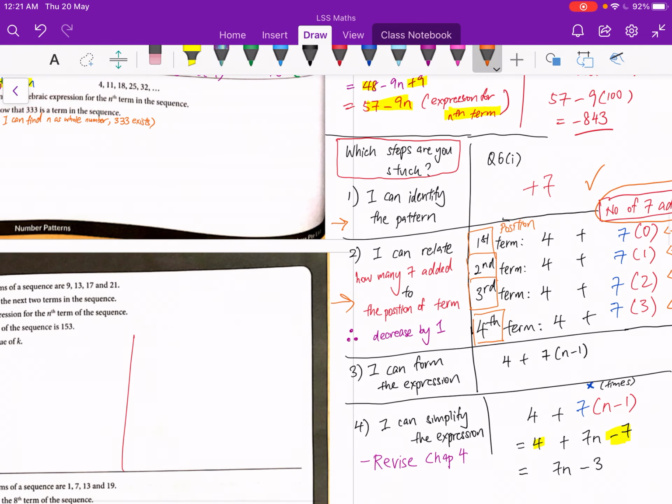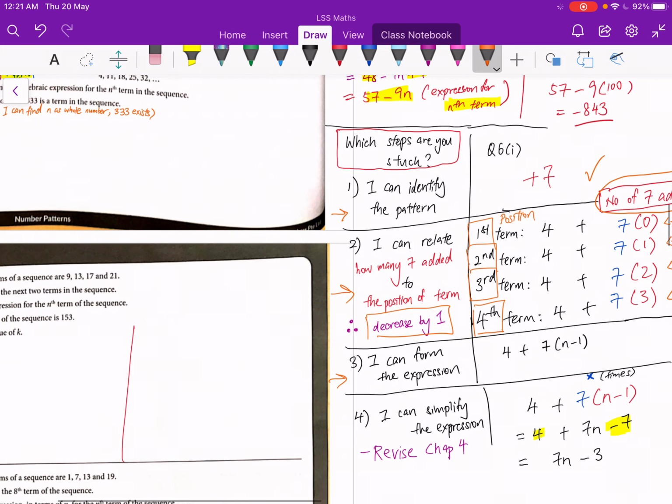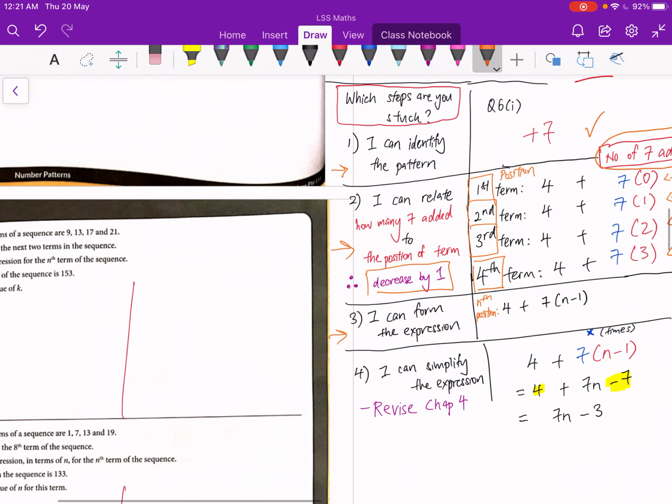So the third step will be, are you able to form this expression, 4 plus 7 times n minus 1? Why n minus 1? Because I noticed that the relationship in step 2 is always decreased by 1. So when I'm looking at the term in the n position, I need to add n minus 1 sets of 7. Once you can identify the expression, are you able to simplify the expression? That's another thing, to get 7n minus 3.